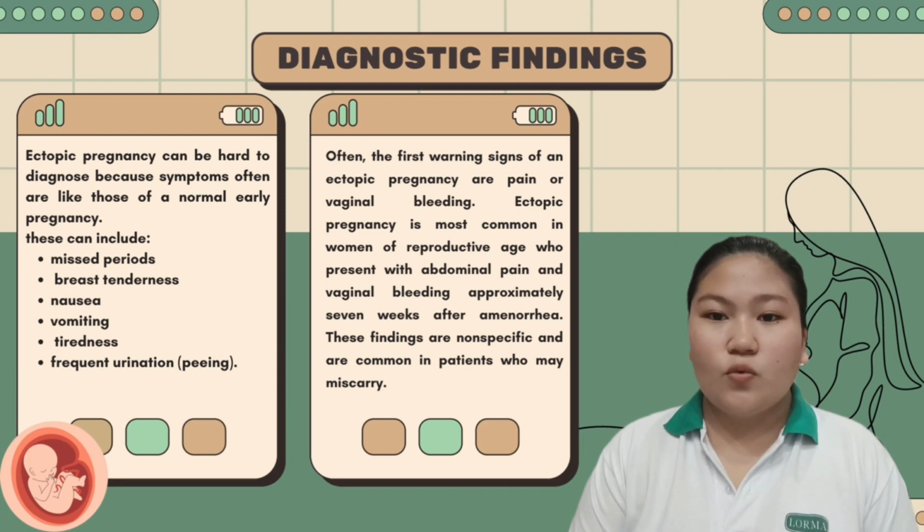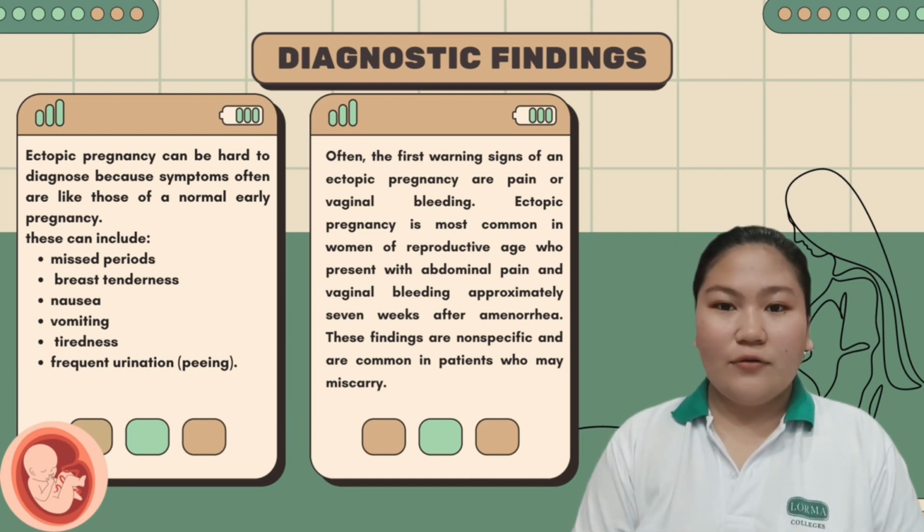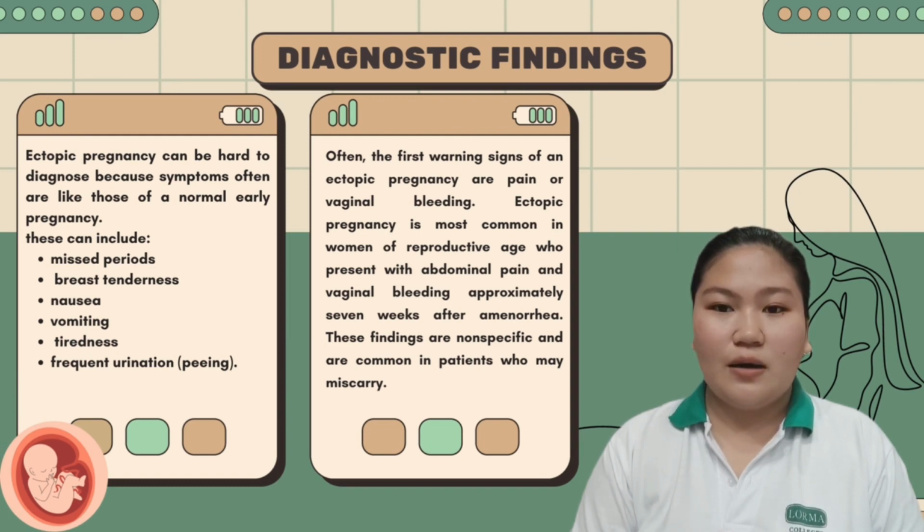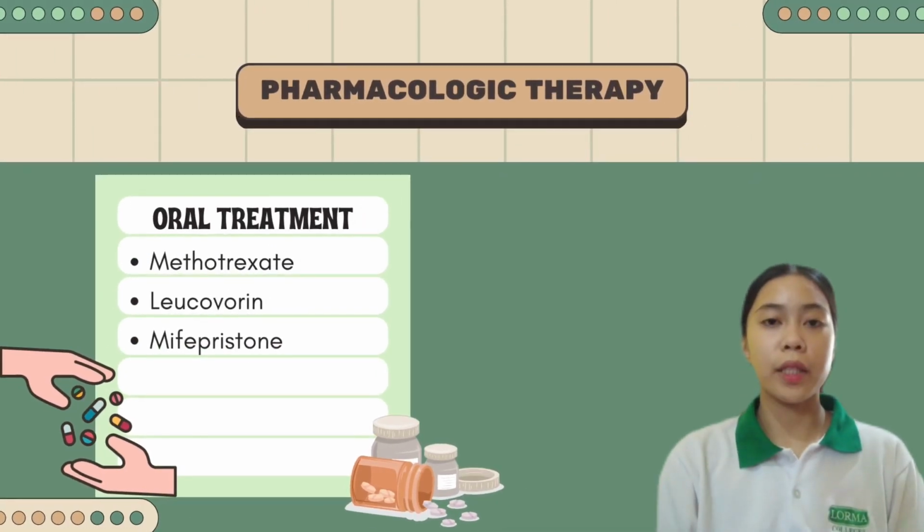Ectopic pregnancy is most common in women of reproductive age who present with abdominal pain and vaginal bleeding approximately 7 weeks after amenorrhea. These findings are non-specific and are common in patients who may miscarry. For the physical findings, it includes a normal or slightly enlarged uterus, pelvic pain with movement of the cervix and a palpable adnexal mass. Findings such as hypotension and marked abdominal tenderness with guarding and rebound tenderness suggest a leaking or ruptured ectopic pregnancy. So, let's proceed to pharmacologic therapy.